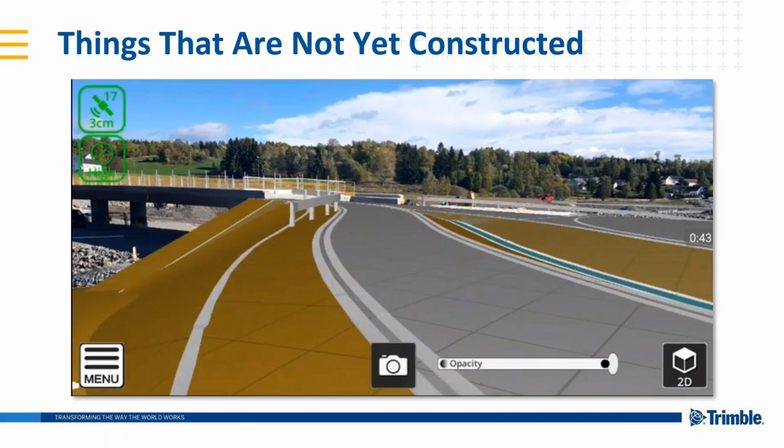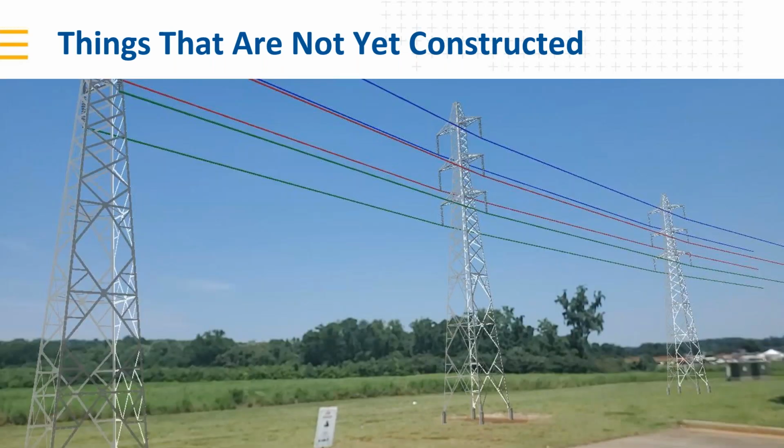Could be a road alignment, so checking for clashes in infrastructure before you break ground. You know, it can save a lot of cost and time overruns. Or it could be, say, an environmental impact study for new above ground utility lines that are proposed to go through a certain site.